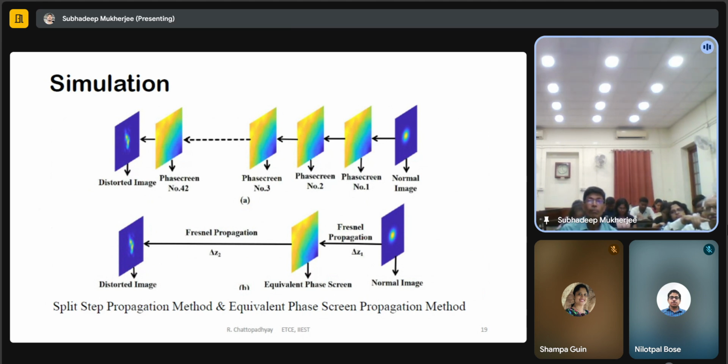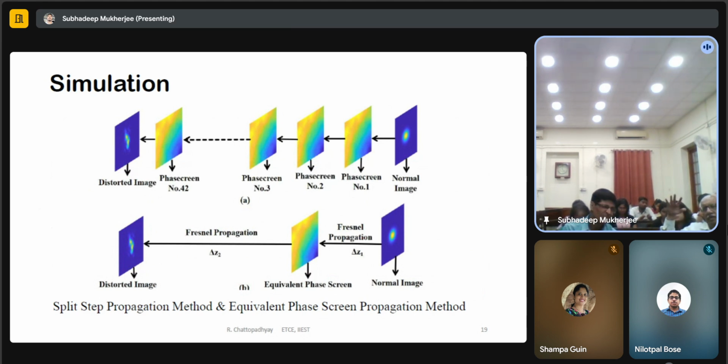Once we have the meteorological data, suppose I have the 42 phase screens. The equivalent phase screen is nothing but the sum of these 42 phase screens. So for one instant I have this. For the next instant I can calculate the 42 phase screens again, and I have the equivalent phase screen. The point is where to put it. We cannot put it at any distance. That also depends on the atmospheric conditions. Yes, so that's why it's a dynamic channel.